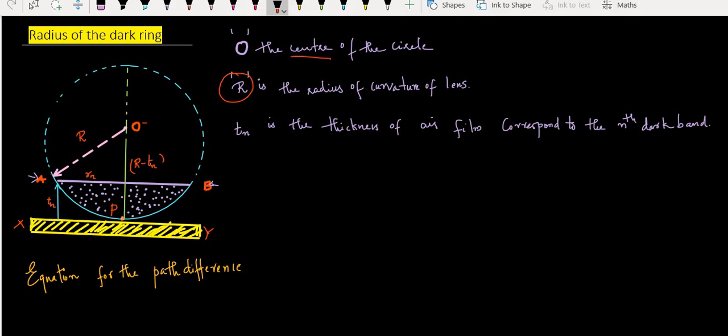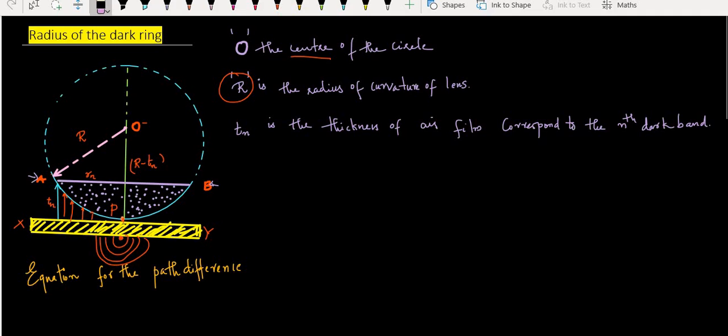Okay, and I told you this is a planar convex lens. APB is a planar convex lens, and P is the point of contact. As we are moving away from P, you can see the thickness of the air film is gradually increasing. So corresponding to zero thickness, the center will be a dark spot, and you can see there is a formation of rings. Corresponding to this maximum thickness Tn, I am getting my nth dark ring.